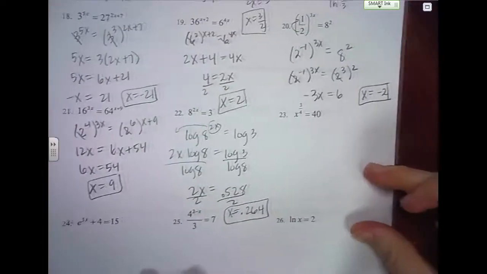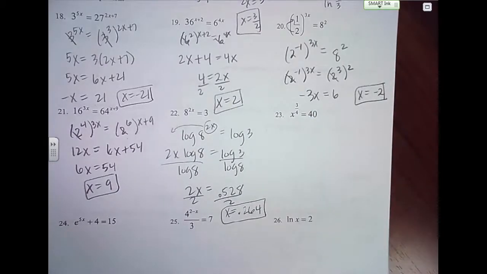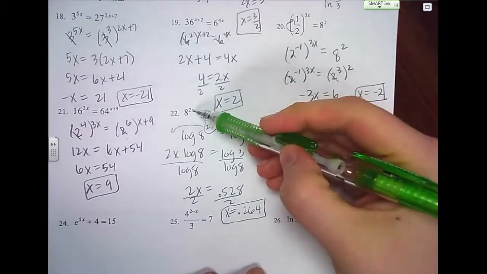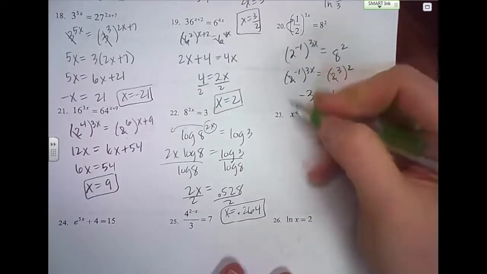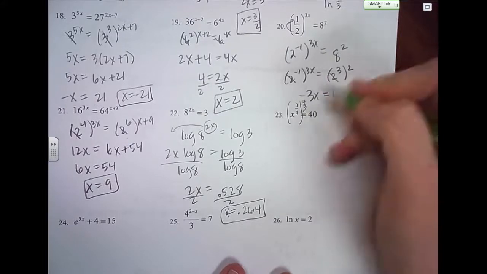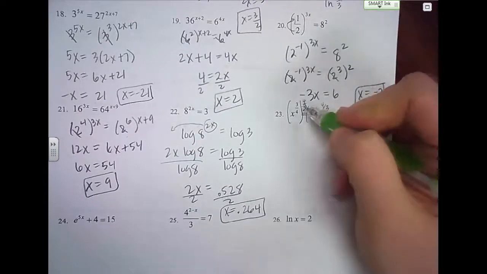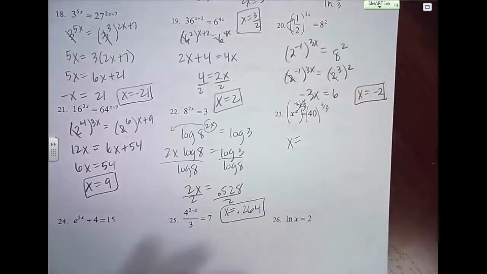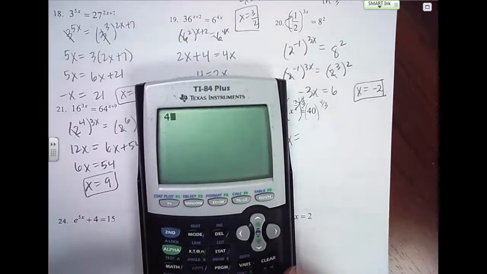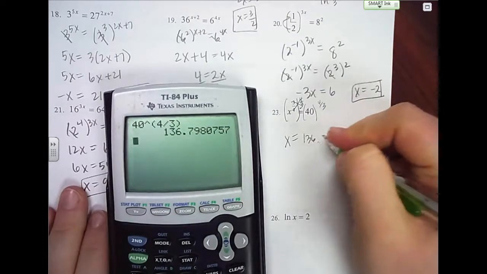Okay, number 23, so same thing. Actually, number 23 is different because the x is not in the exponent, so I'm not sure if that's a mistake, but we'll solve it. This is from a long time ago, though. Raise both sides to the 4/3. I'll double check the test and see if it's on there. So that crosses out. So x equals, and I just put that in my calculator, 40 raised to the 4/3. So 136.8.